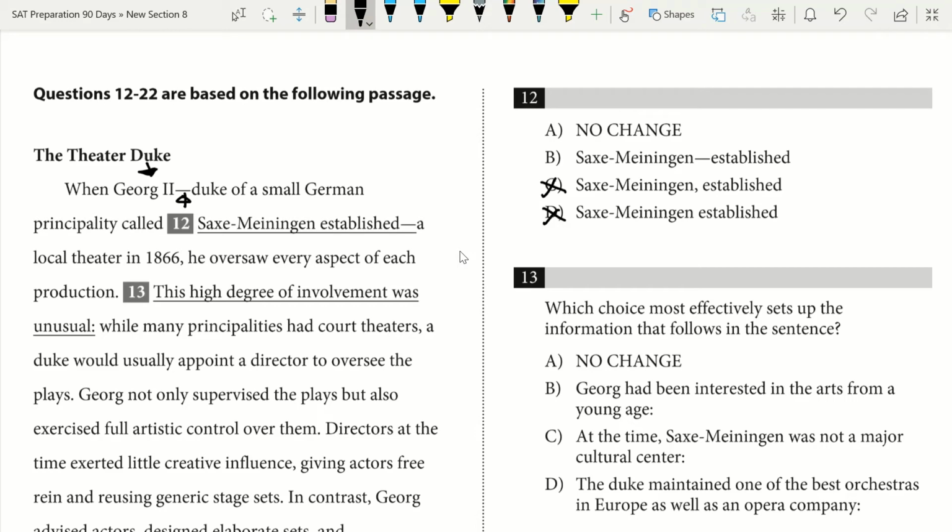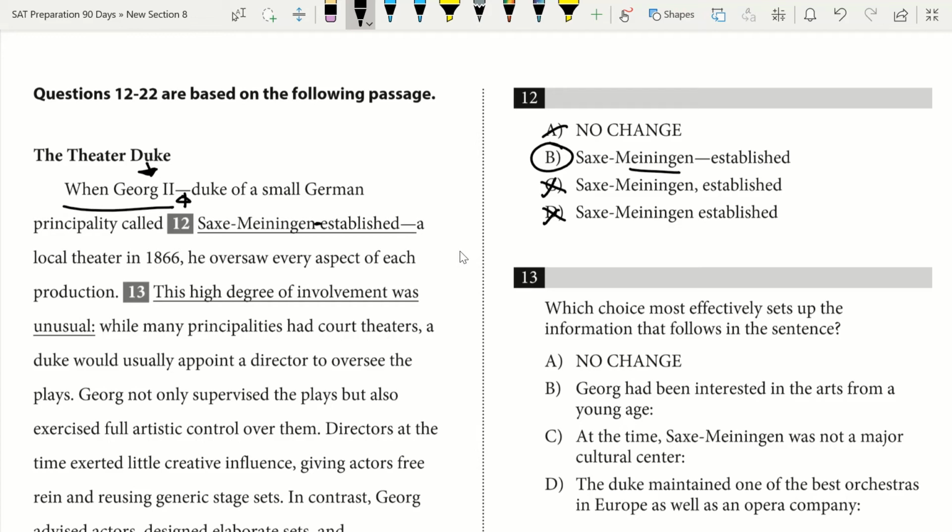We have when George II, Duke of a small German principality called Saxe-Meiningen. Okay, that M dash has to come after it. So how do I know it has to come after Meiningen? So I know B is going to be correct for 12. But how do I know that so quickly? Well, immediately when I read when George II, I'm looking for a verb to come after that, right? When George II did what? Well, when he established a local theater in 1866.